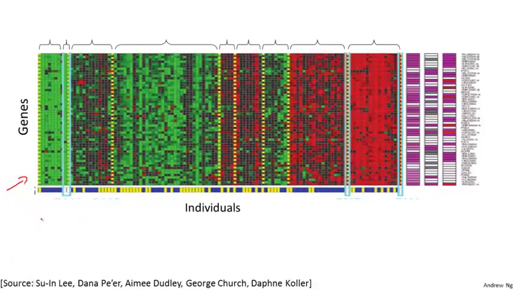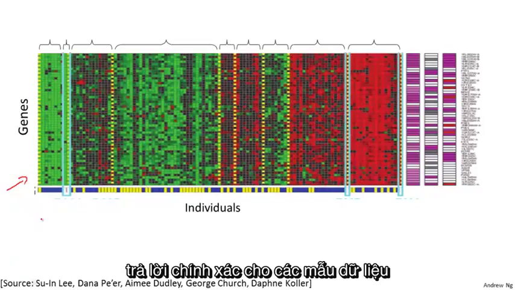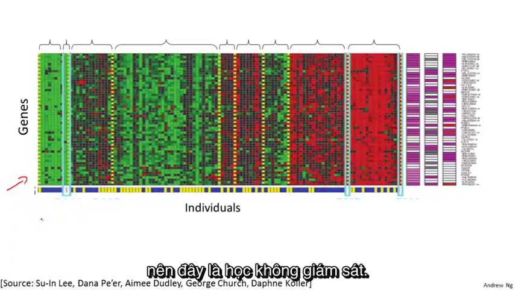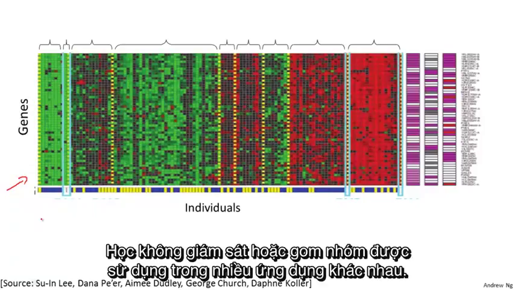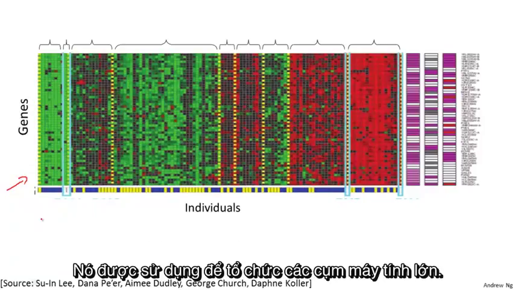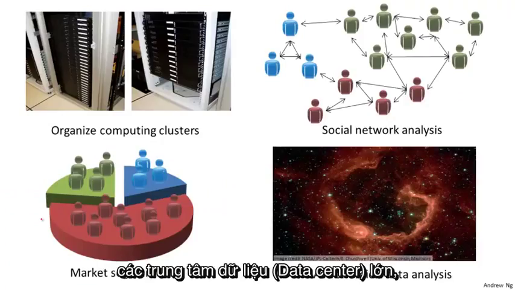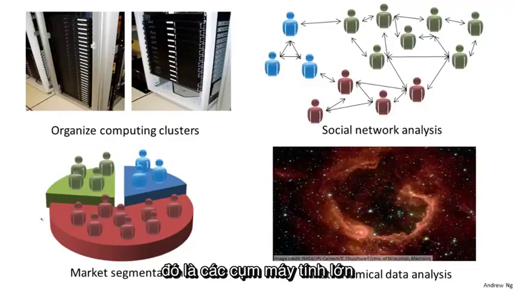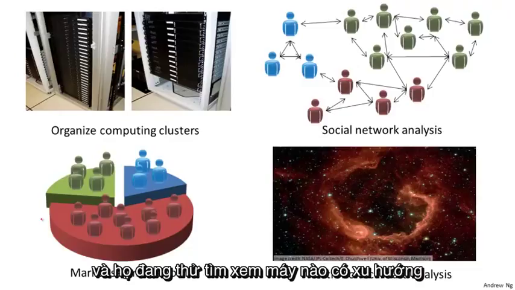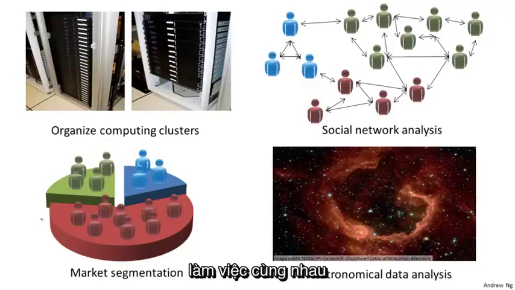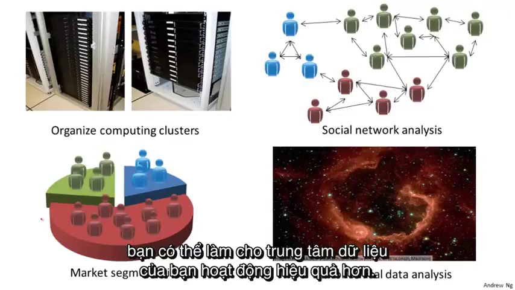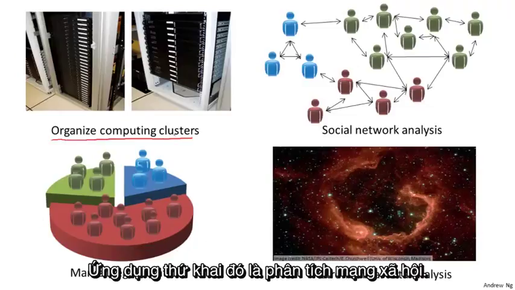Because we're not giving the algorithm the right answer for the examples in my data set, this is unsupervised learning. Unsupervised learning, or clustering, is used for a bunch of other applications. It's used to organize large computer clusters. I had some friends looking at large data centers, that is, large computer clusters, and trying to figure out which machines tend to work together. And if you can put those machines together, you can make your data center work more efficiently.